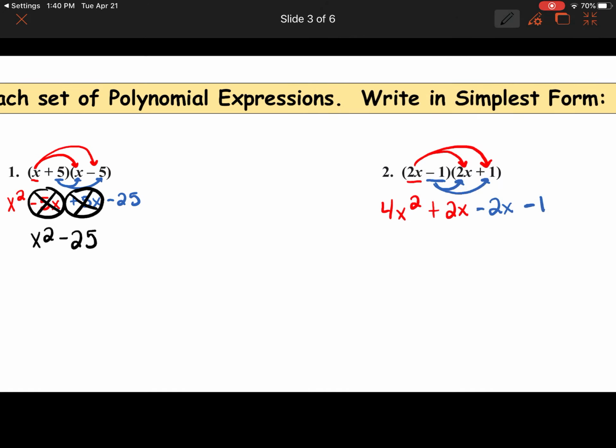Combine your like terms. I combine everything with an x. Positive 2x and negative 2x cancel each other out. So my answer is 4x squared minus 1. It says, what do you notice about the resulting expressions? Take a look at both answers and what happened during the process in problems 1 and 2. Well, both of our middle terms cancelled out.